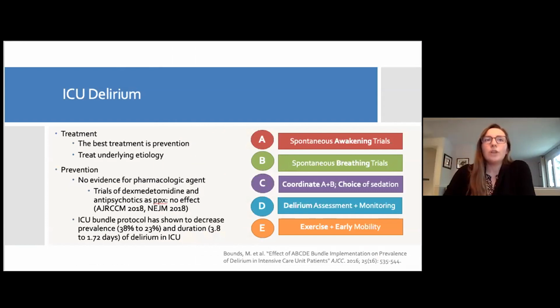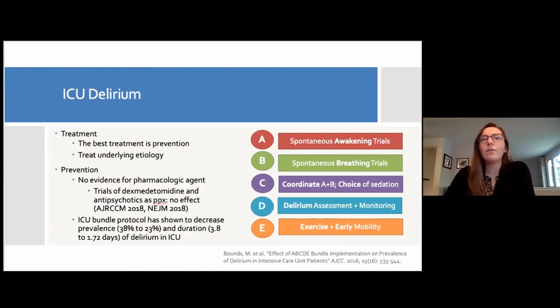What we do know is that the best treatment for ICU delirium is prevention, and always, if possible, treat the underlying etiology. How do we accomplish prevention? So far, we have not found any evidence for any pharmacologic agent that works well to prevent the development of delirium.